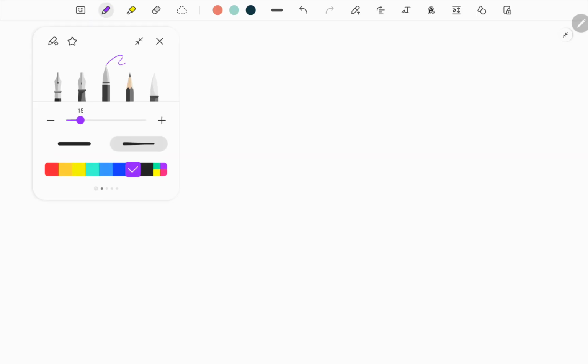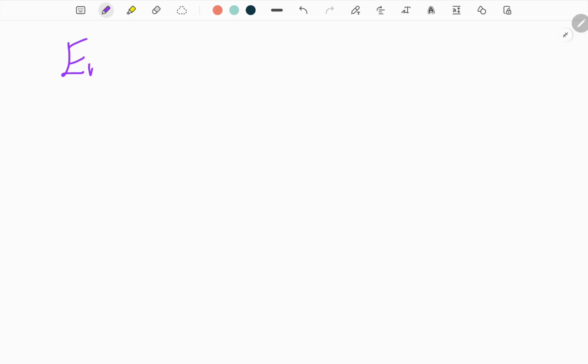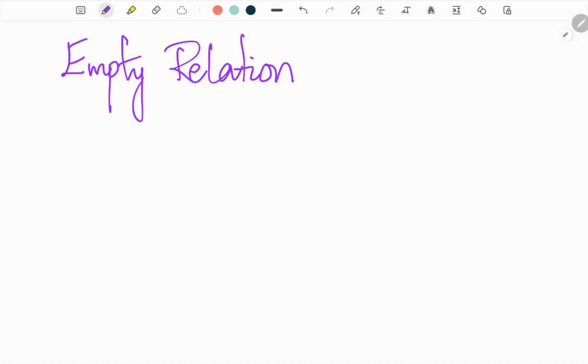Now we have to learn the types of relations. Now, before going into the main types, we have some trivial relations. So the first trivial relation is the empty relation. Now, empty relation, as the name suggests, if there is no element in the relation, then it is known as an empty relation. So if the relation is a null set, then it is known as an empty relation.